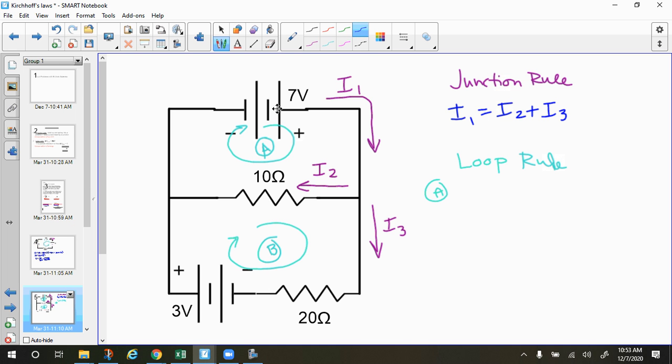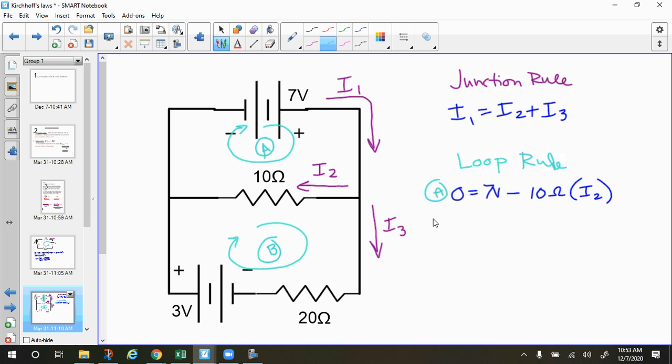we have the equation 0 equals 7 volts. And then it doesn't go through any resistors on this branch. So all you have is the 10 ohm resistor on this branch here, and I2 is the current that's going through that. And the loop and the current are going in the same direction. So you will have minus 10 ohms times I2. So there's one of our equations.